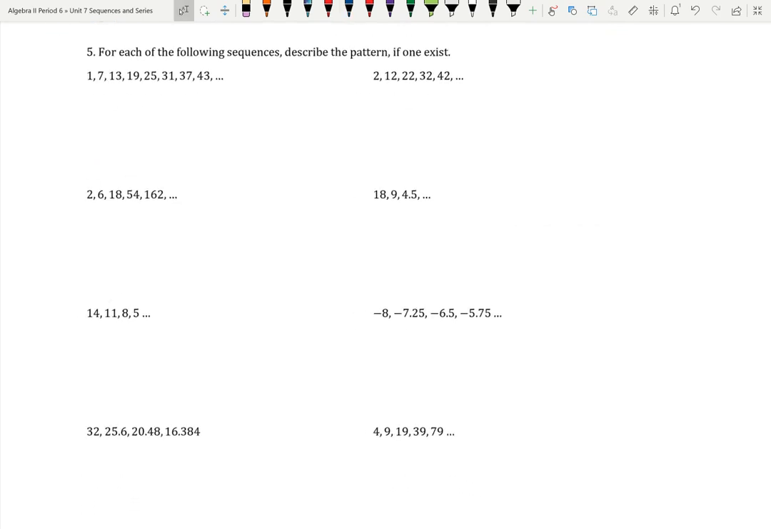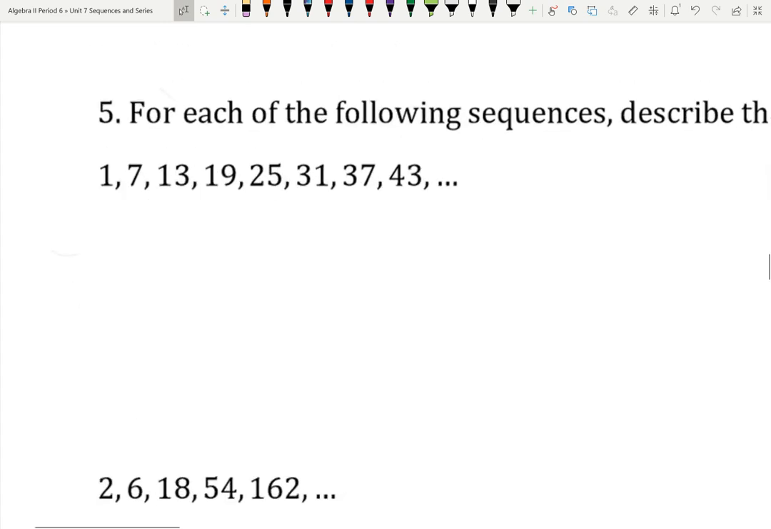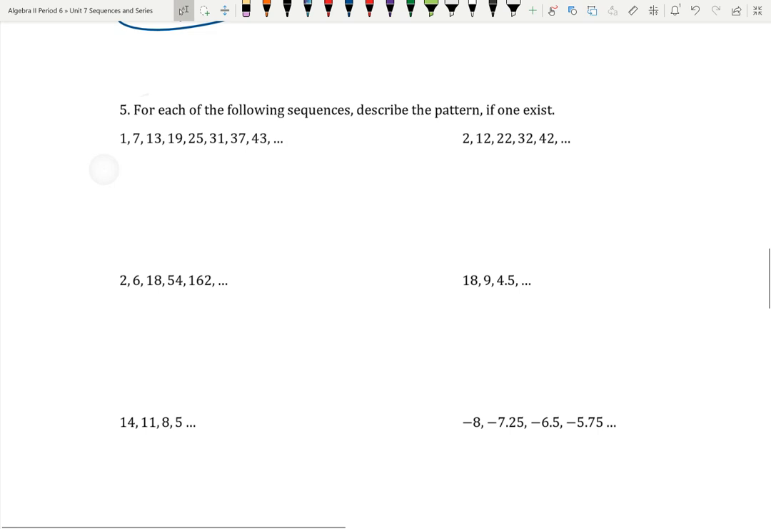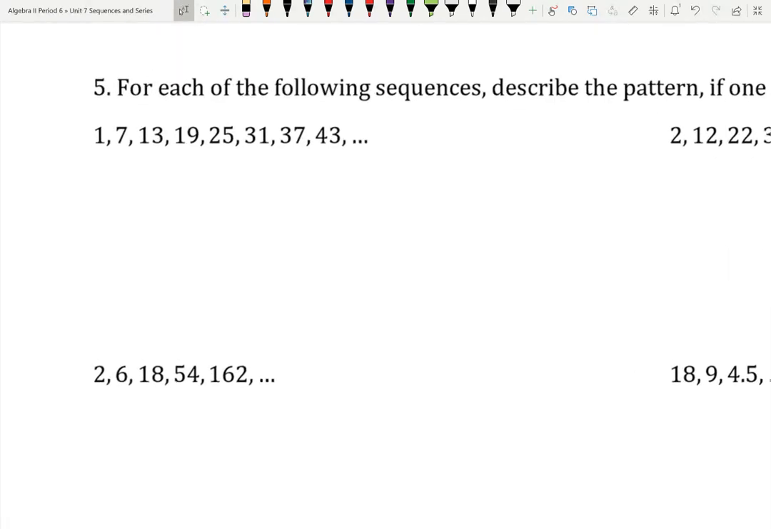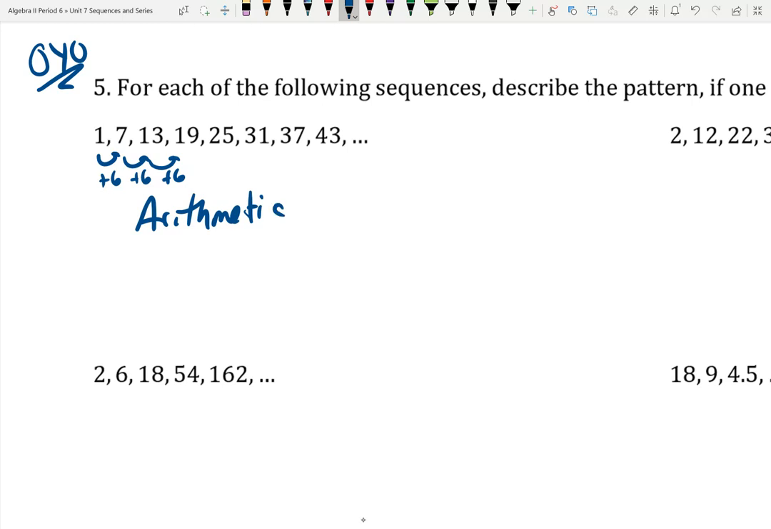So at this point, for each of the following sequences, describe the pattern if one exists. I'll do the first one, and then I'll let you guys finish the rest as a little OYO. We can still do OYOs, virtual OYOs at this point. So it appears like plus 6, plus 6, plus 6. So I'm going to call it an arithmetic sequence.